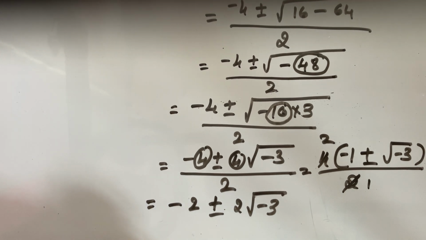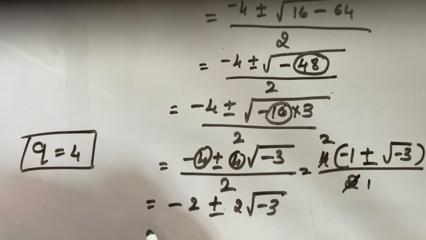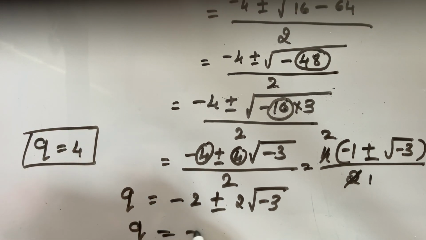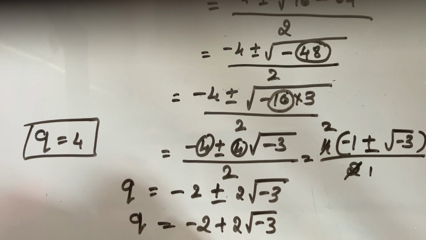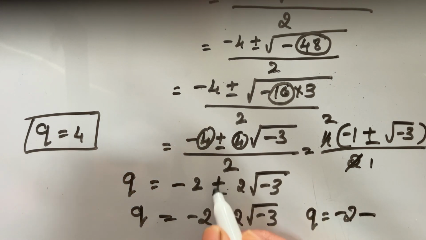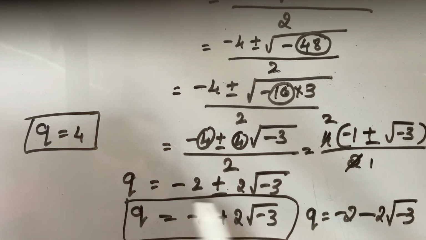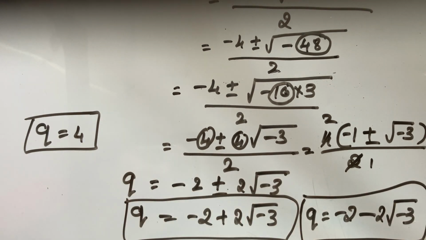So for the value of q, we have q is equal to 4 already. And the other two values are q is equal to negative 2 plus 2 times square root of negative 3, and also q is equal to negative 2 minus 2 times square root of negative 3. These are the three values of q: q is equal to 4 and these two.